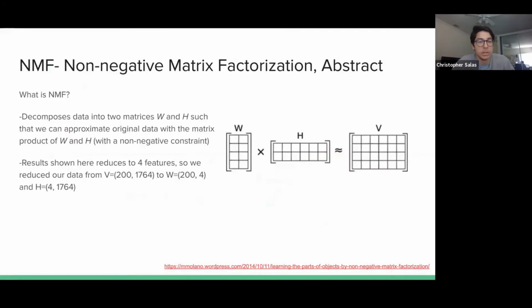Non-negative matrix factorization, or NMF, is our second reduced order modeling technique. NMF is a feature extraction method that allows us to decompose our original data into the matrix product of two matrices, W and H. In our case, we reduced to 4 features, which decompose our original 200 by 1764 data matrix into a 200 by 4 W matrix and a 4 by 1764 H matrix.